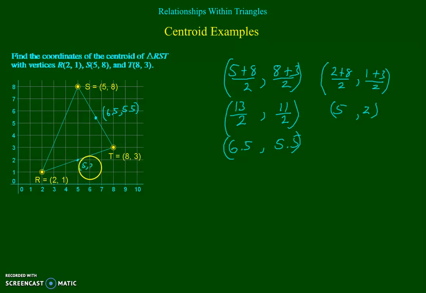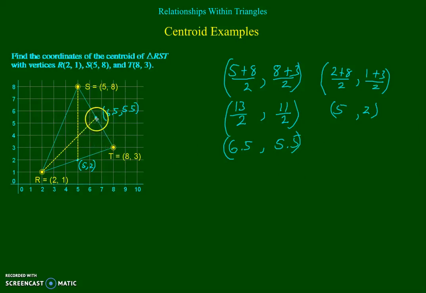5, 2. Now let's go ahead and draw the medians in here. So this median is going to go like that, and this median will go like that. And so you can see that this point looks like it's going to be 5, 4-ish, where our centroid is. But we're just eyeballing it, and that's really not good enough.